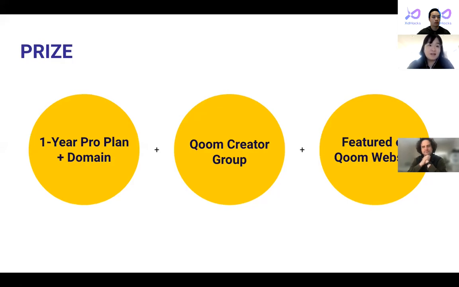Our winning prize is a 1 year pro plan with a domain name for the team, and Qoom also invites the winners to the Qoom Creator Group. Qoom Creator Group is a program for high school and university students, where they can build a project for 3 months to deliver, and those projects or applications will be used by our Qoom customers. The selected project will also be presented on the Qoom website.